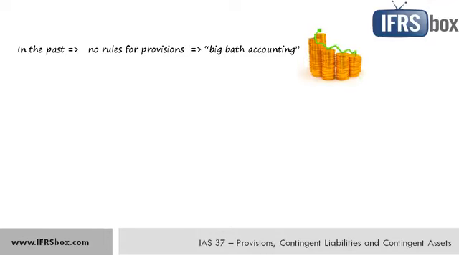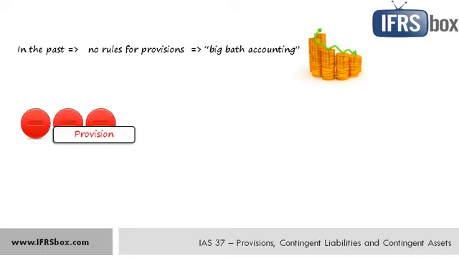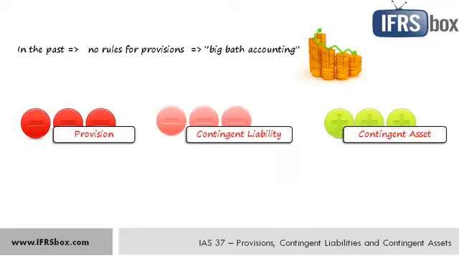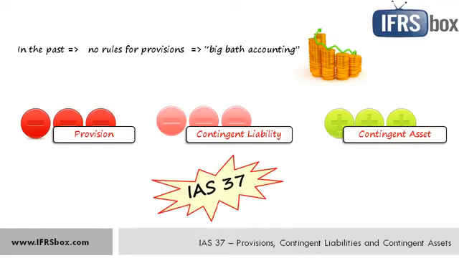To prevent these practices, the rules related to the reporting of provisions, contingent liabilities, and contingent assets were created in the standard IAS 37, and we will take a closer look at the standard in today's video.